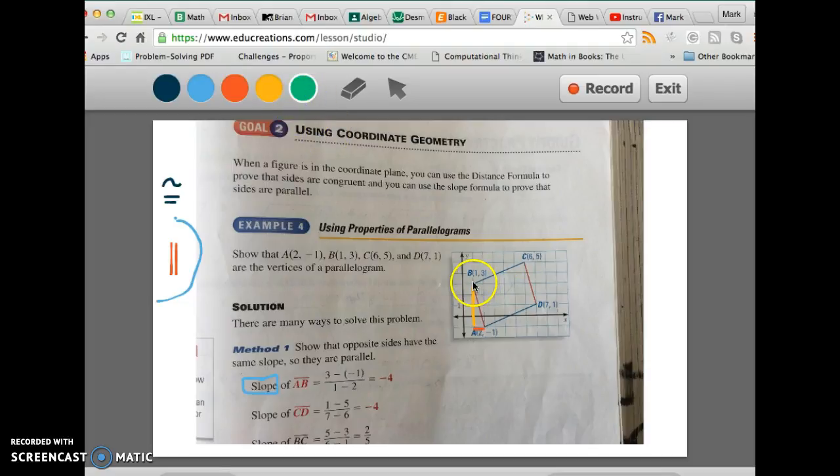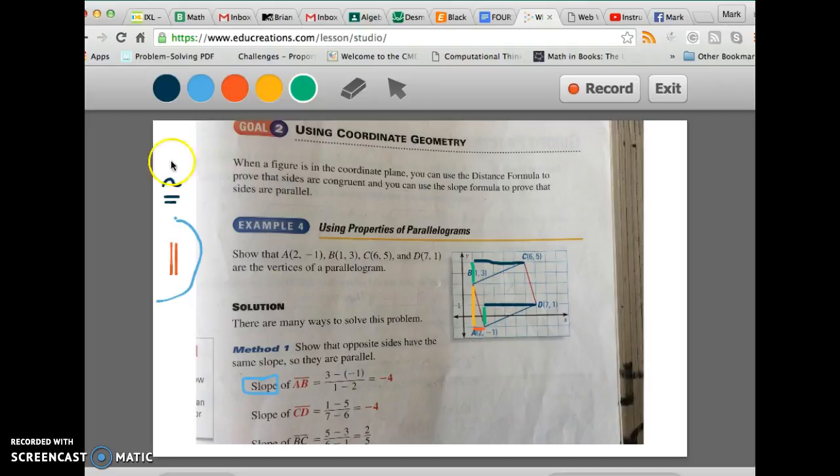And then you can check over here. What about the other parallel lines? The rise is 2. The run is 5. And that seems to be true down here as well. 1, 2, 3, 4, 5. 1, 2. And so both pairs of opposite sides have the same slope, therefore they're parallel.